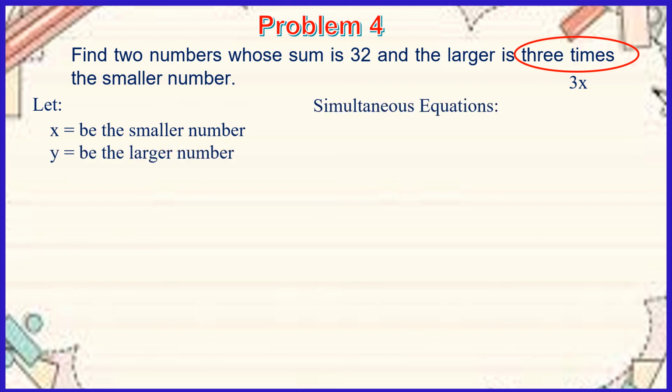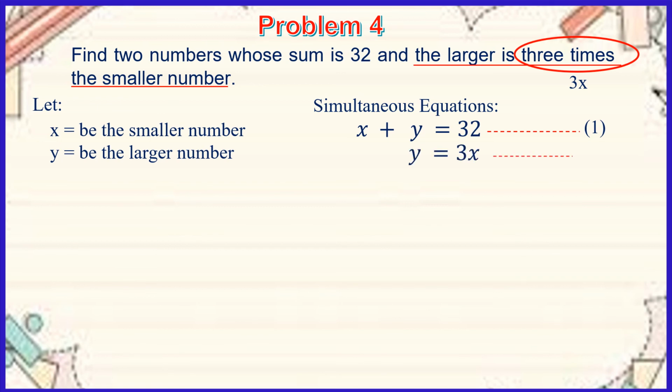So to get the simultaneous equations, it says there, find two numbers whose sum is 32. So we have x plus y is equal to 32. Be your equation 1. Then it says there, the larger number, which is your y, is 3 times the smaller number, which is your x. So to represent it so, we have y is equal to 3x. Be your equation 2.